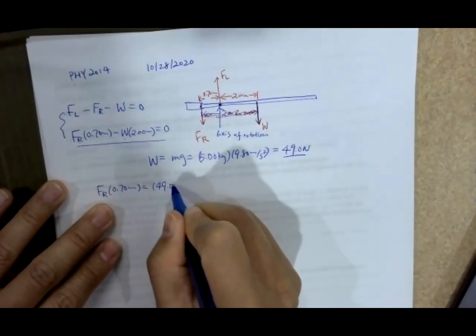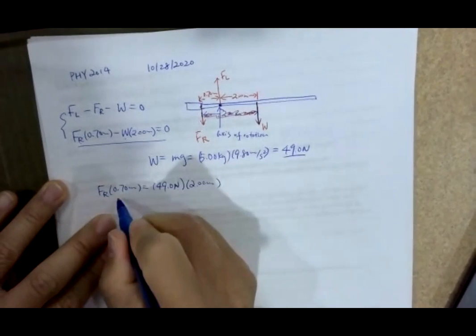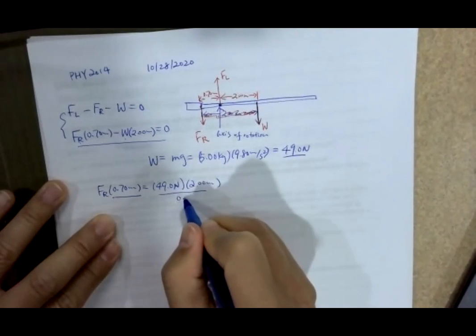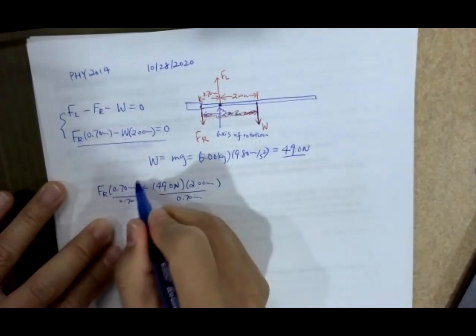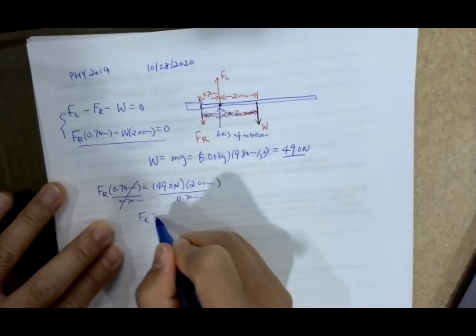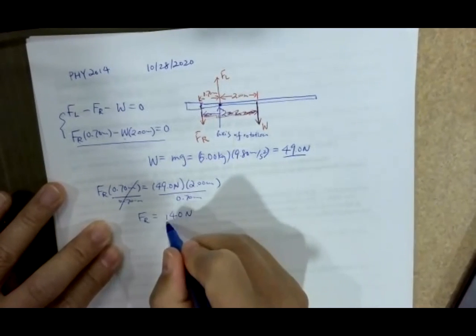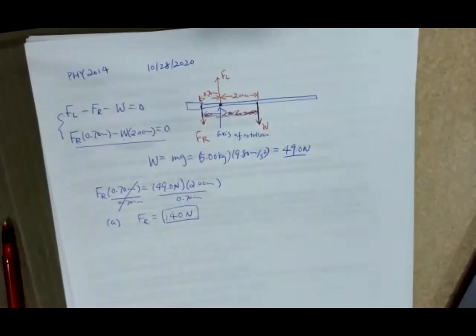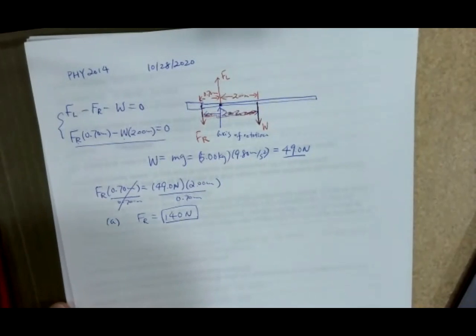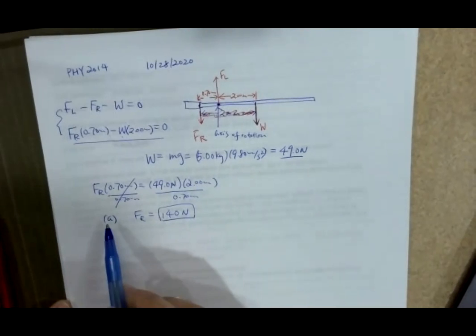So 49 newtons times 2 meters, and you want to divide both sides by 0.7 meters to give you the force on this guy. So Fr is going to be equal to 140 newtons. So that's the force by the right hand there. Now you have the force by the right hand.